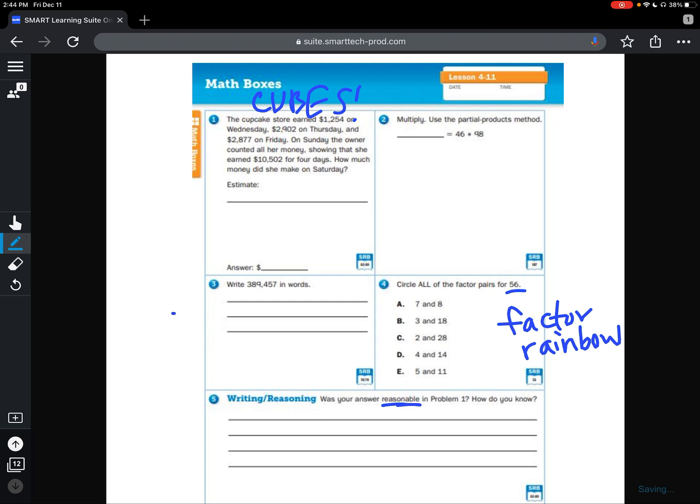And for your answer to be reasonable in problem number 1, remember, if your actual answer is close to your estimate, then your answer is reasonable. It makes sense. So don't forget about that question in Canvas. You also need to do extra math and whatever else your teacher has assigned for you to do in Canvas. Have a great day.